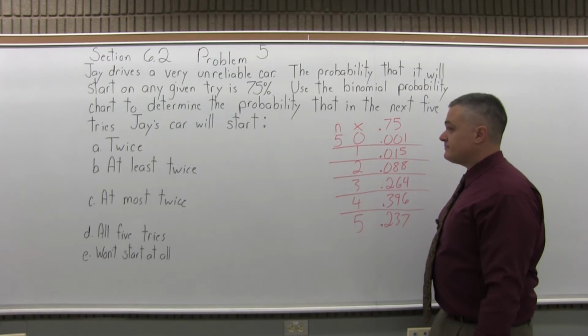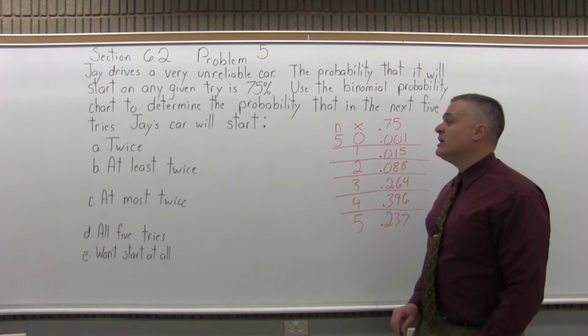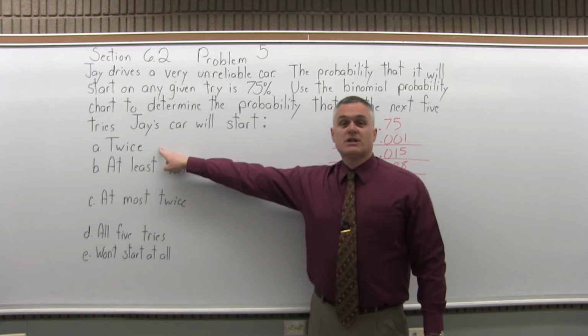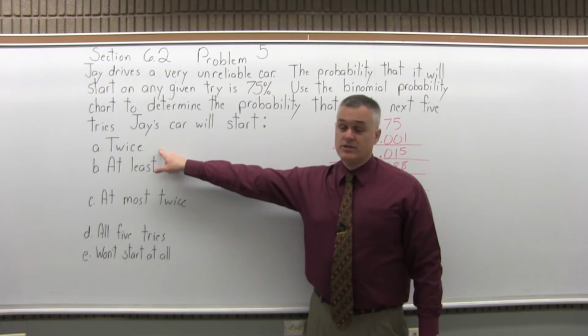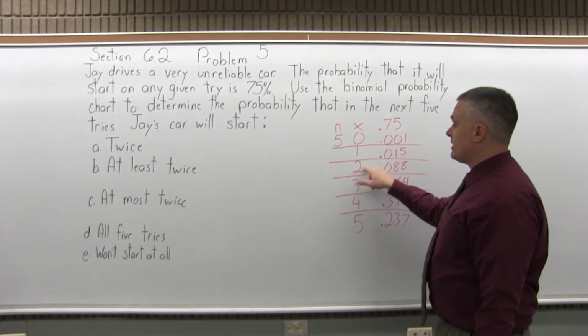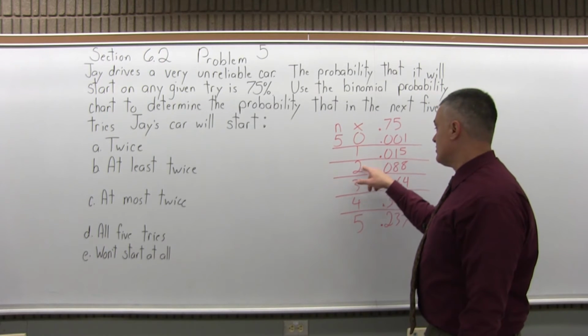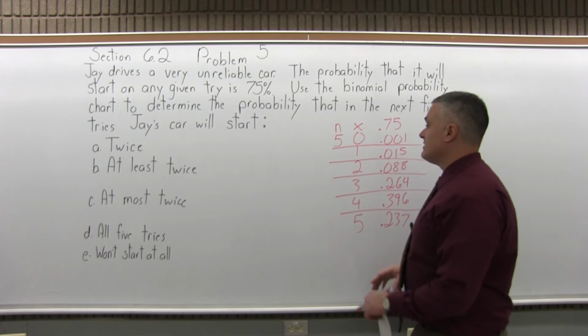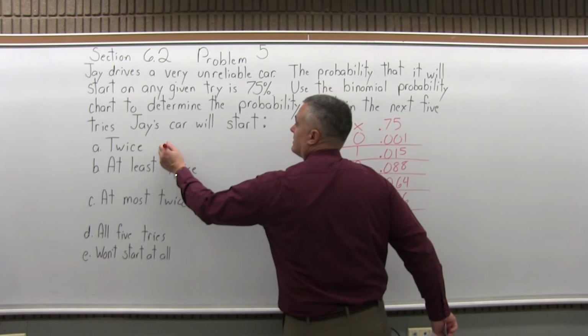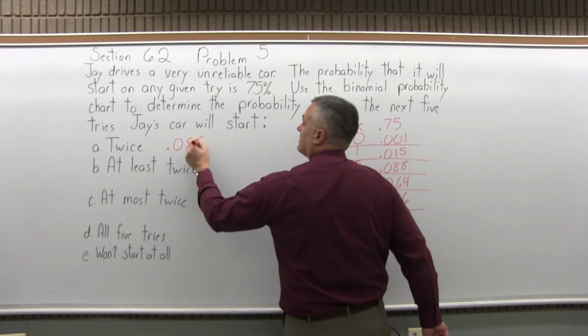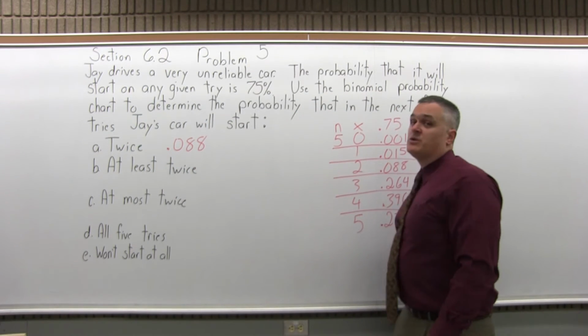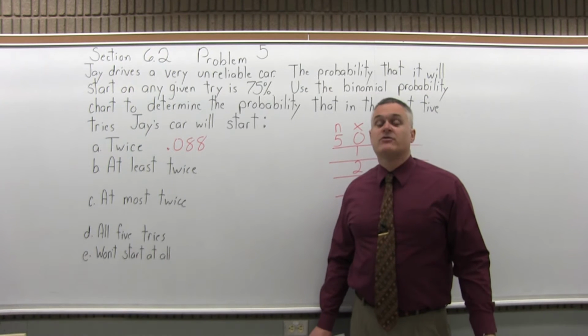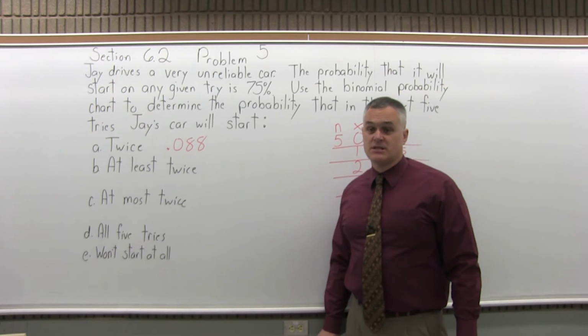So now let's go back to the question. Find the probability that J's car will start twice. So twice is 2. So we go to the chart where number of successes is 2, and we can see the answer is 0.088. So it's almost a 9% probability that in 5 tries J's car will start twice.